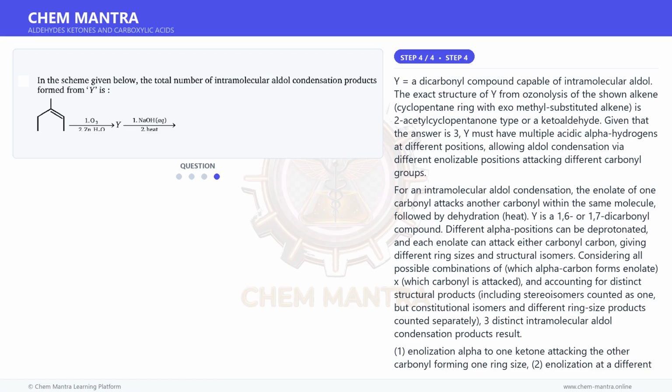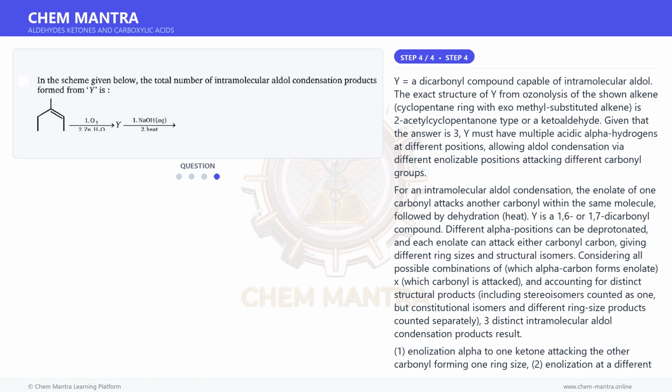Different alpha positions can be deprotonated, and each enolate can attack either carbonyl carbon, giving different ring sizes and structural isomers. Considering all possible combinations of which alpha carbon forms the enolate and which carbonyl is attacked, and accounting for distinct structural products, including stereoisomers counted as one, but constitutional isomers and different ring size products counted separately, 3 distinct intramolecular aldol condensation products result.